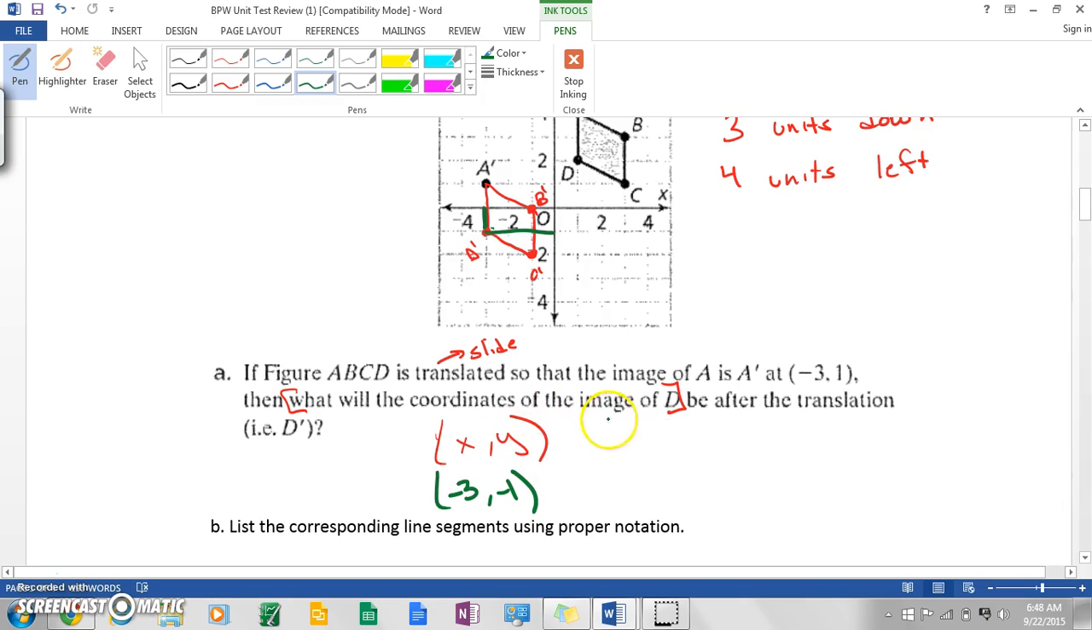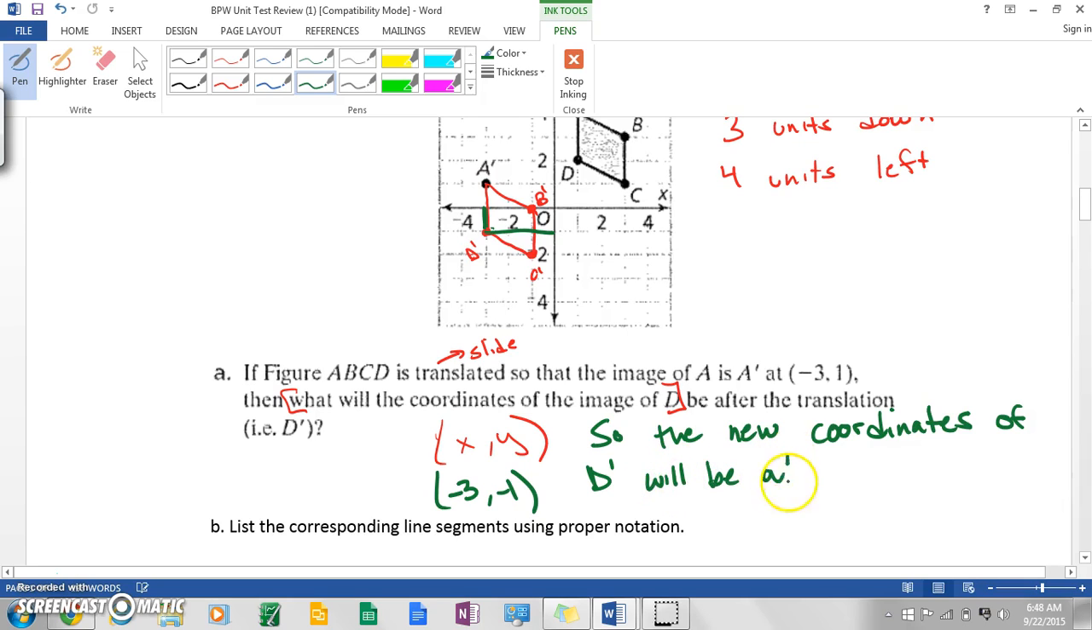Okay, so the new coordinates of D prime will be at -3, -1.